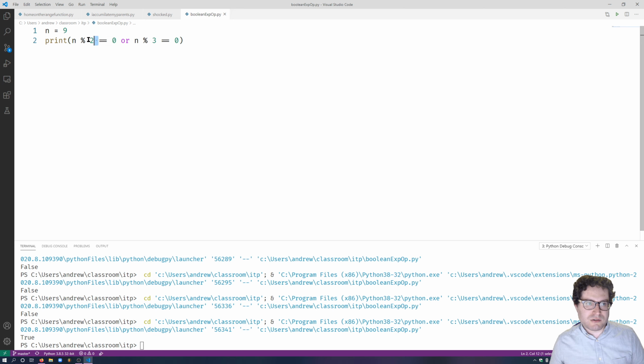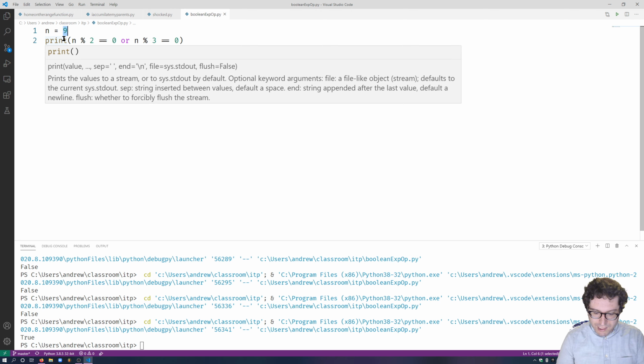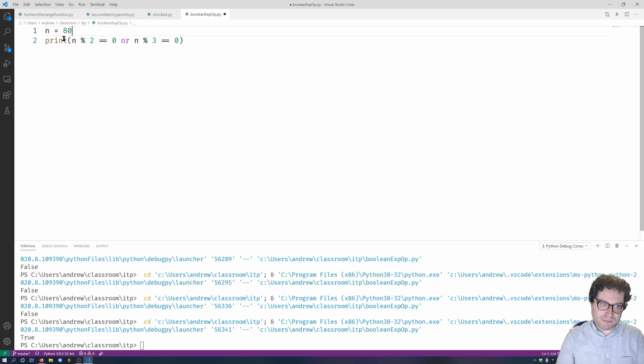If n mod 2, what is n mod 2? 9 divided by 2 gives us 4 remainder 1. 1 equals 0, not true. 9 divided by 3 gives us 3 remainder 0. So the remainder is equal to 0. So what effectively this does is ask if the number is divisible by 2, or the number is divisible by 3. So if the number is divisible by 2 or 3, it will output true.